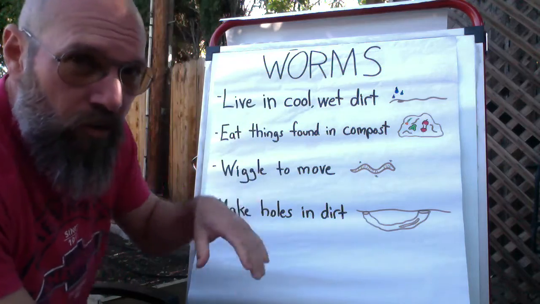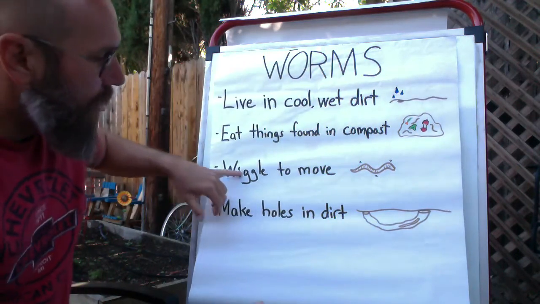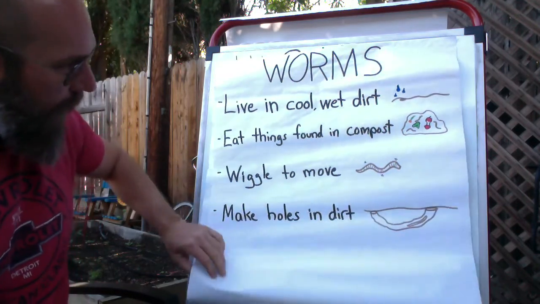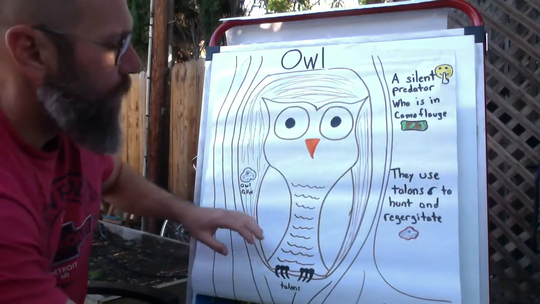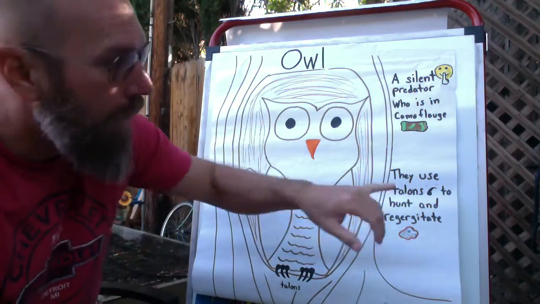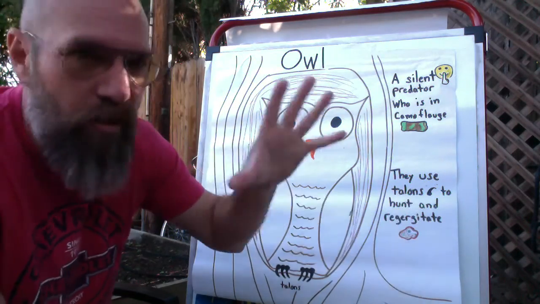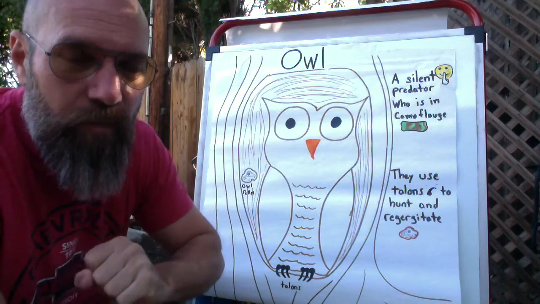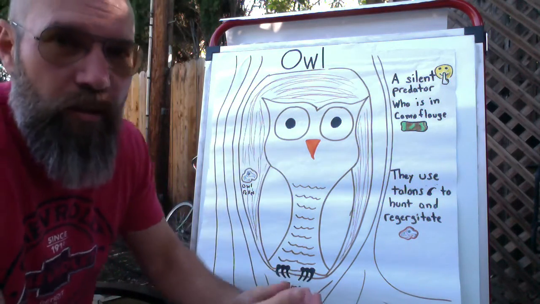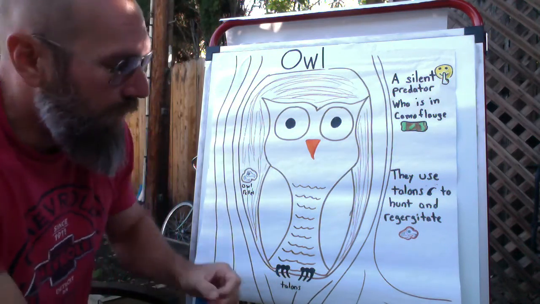Okay, so what we used to do is, if I say tell me about worms, you would tell me that they wiggle to move, they make holes in the dirt for the roots to grow. Okay, we've done that one before. Or when we talked about owls, you knew that they're a silent predator. They are in camouflage. They use their talons to hunt, and if they're eating, they regurgitate. Okay, these are all things that we worked with together in the classroom. This is going to be totally different.